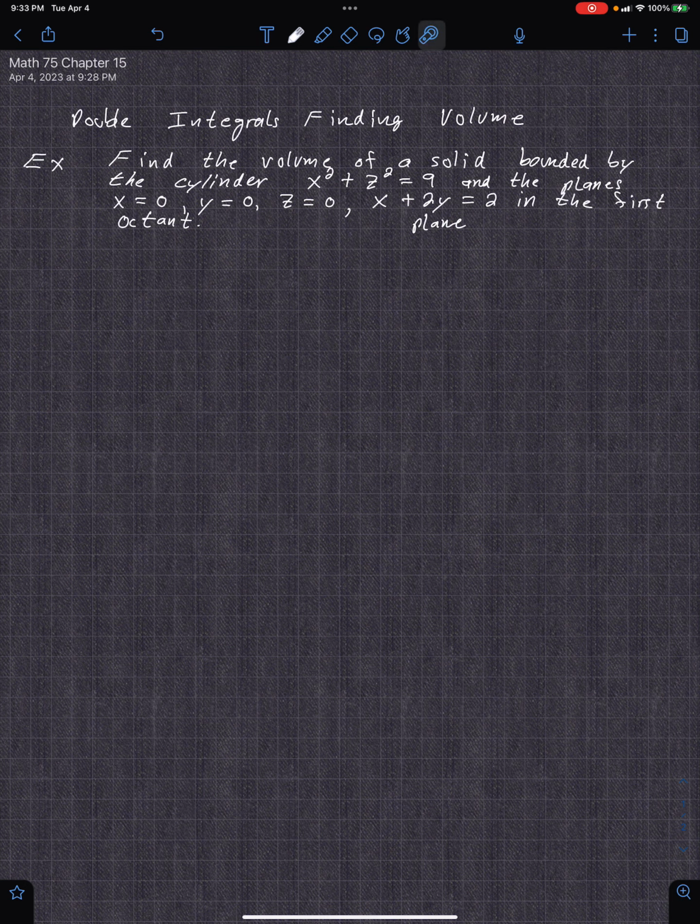So the cylinder itself, you can see here that it is along the y-axis, right? So when you have x squared plus z squared equal to 9, it's implied that y is arbitrary, so it's going to go on forever, and then cut off by the given information. And so it's along the y-axis. So let's draw the picture.